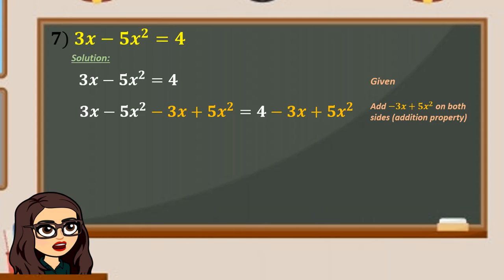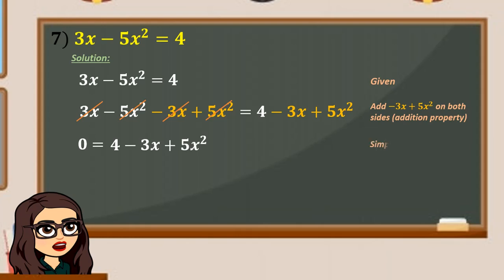So that will become 3x minus 5x squared minus 3x plus 5x squared equals 4 minus 3x plus 5x squared. So let's start with the left side. As you can see, we can cancel 3x and negative 3x. So same with negative 5x squared and 5x squared. So meaning on the left side, we have now 0. Then we're going to copy what is written on the right side, which is 4 minus 3x plus 5x squared.